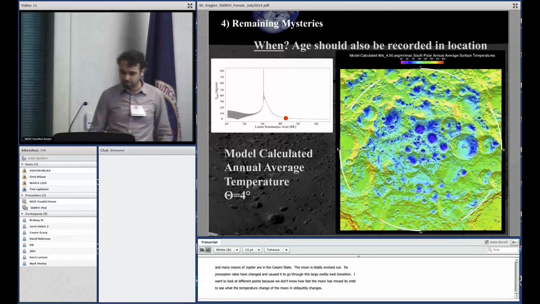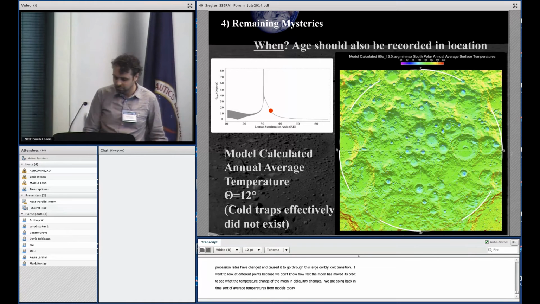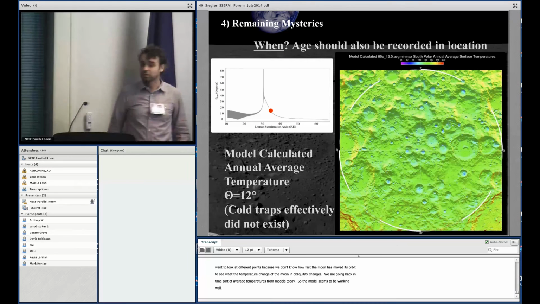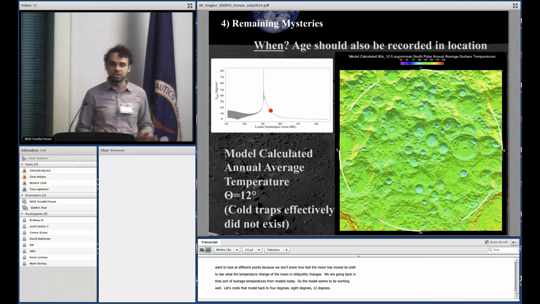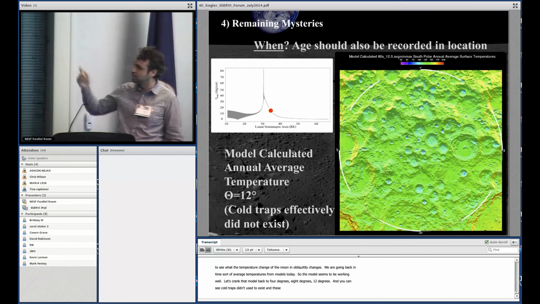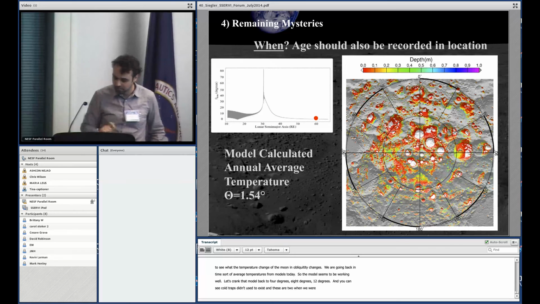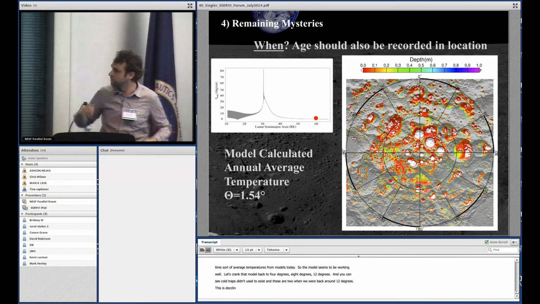Let's crank that model back to 4 degrees, 8 degrees, 12 degrees, okay? And you can see cold traps didn't used to exist, all right? And these things are happening in the last roughly 1.5 to 2 billion years is probably when we were back around 12 degrees. This is declination, which is a combination of obliquity and orbital inclination.